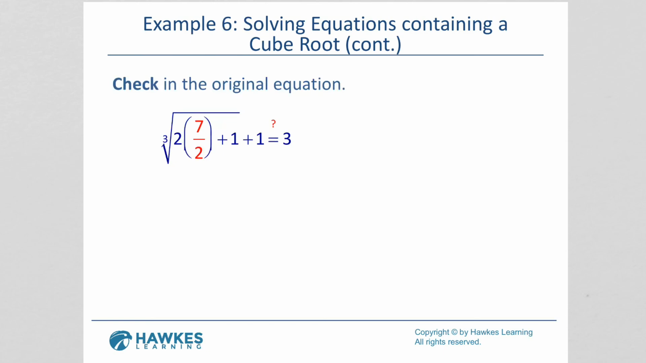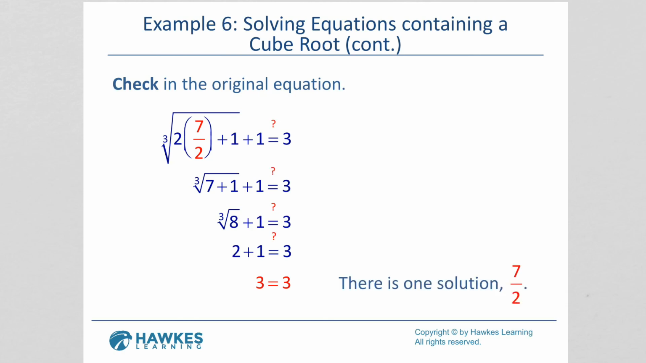Checking that solution in my original equation, I have the cube root of 2 times 7 halves plus 1, plus 1. Does that equal 3? That's the cube root of 7 plus 1, plus 1. Does that equal 3? Which is the cube root of 8 plus 1. Is that equal to 3? 2 plus 1, is that equal to 3? And yes, 3 is equal to 3. So I have one solution, and that solution is 7 halves.